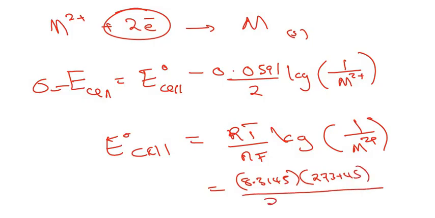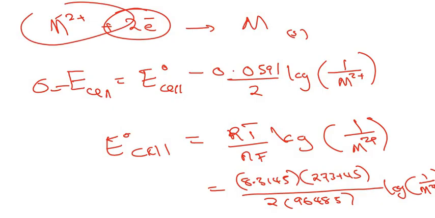The number of electrons is 2. The Faraday's constant is 96485. Then here you're having a log of the product over the reactant, any ion on the product side divided by any ion on the reactant side. So there is no ion on the product side, which is why I'm putting 1. There is this one here. So the charge is balanced, everything is balanced, which is why I'm taking this and putting it down there.